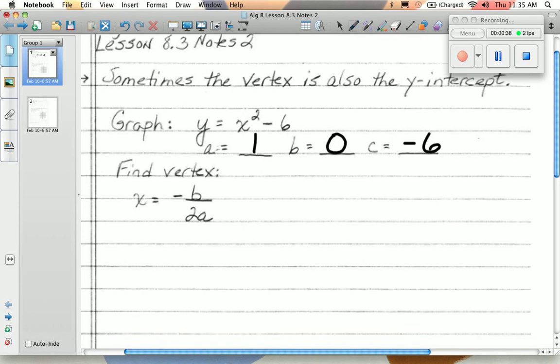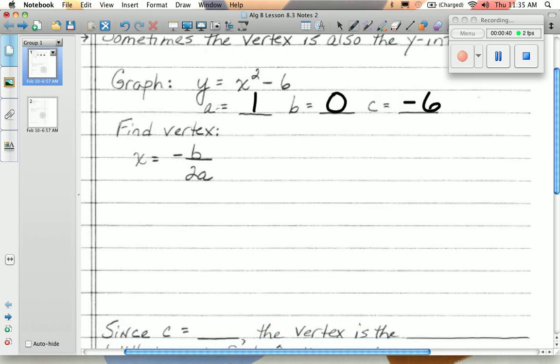Okay, well, we're going to use that little formula, x equals negative b over 2a, to find our axis of symmetry, because if we know our axis of symmetry, remember that tells us the x value of our vertex. So we're going to put in 0 for b and 1 for a, and simplify down, so we have a negative 0 over 2, because 2 times 1 is 2.